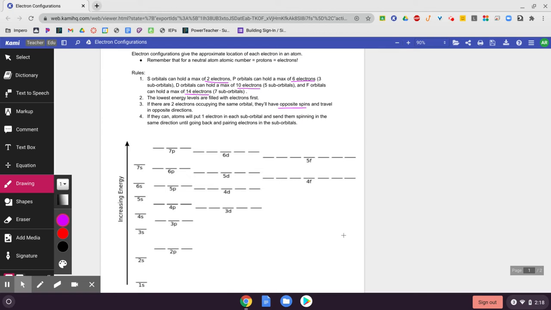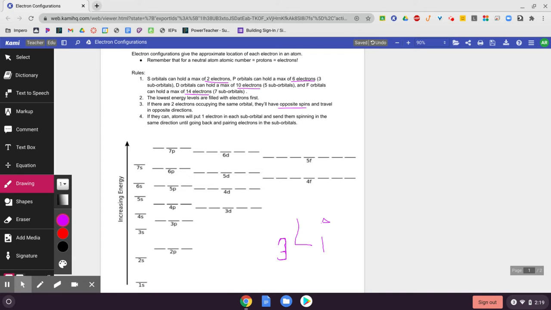So let's look at an orbital notation for a specific atom. So let's say we want to know about lithium. So lithium is atomic number 3 on the periodic table. So that means that we have 3 total electrons that we want to account for.